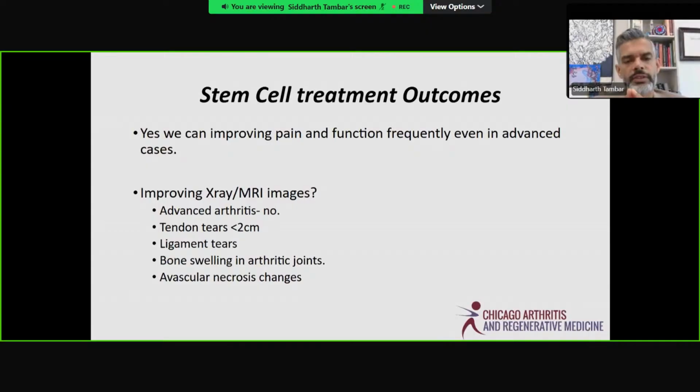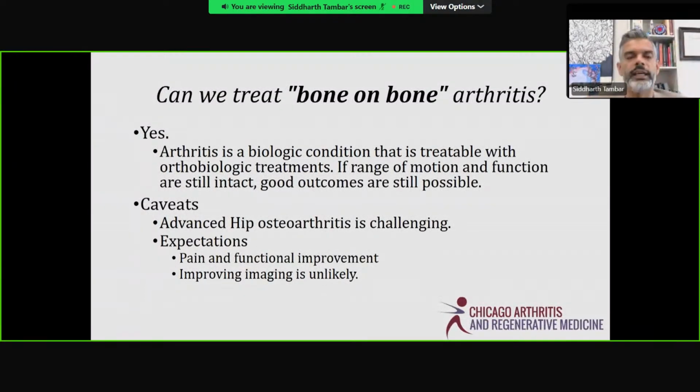In terms of outcomes, things to understand, and I'll show you some pictures in a moment, but yes, we can definitely improve pain and function, even if you have advanced arthritis. Cannot reverse damage on X-ray or MRI if you have advanced arthritis. If you have a tendon or ligament tear, as long as it's less than 2 centimeters, we can actually make that improve on imaging as well. If you have swelling in an arthritic joint, we can obviously reduce that long-term with your own cellular-based treatment. And if you have an early case of what's called avascular necrosis where the bone is being damaged, that can be reversed as well, and I'll show you some pictures of that.